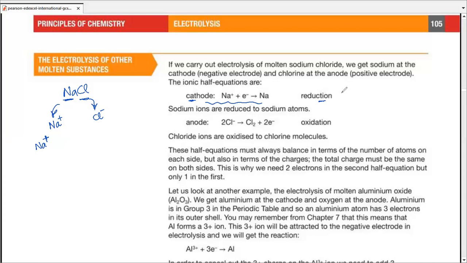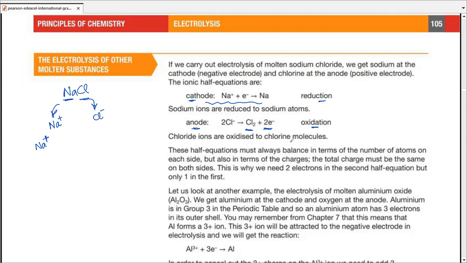Now, moving on, for the non-metal, for chloride ions, since they have extra electrons already from the ionic bonding, they are going to lose those electrons and they are going to be converted into chlorine molecules by the process of oxidation occurring at the anode. So I hope all of this should be easier for you now, right?